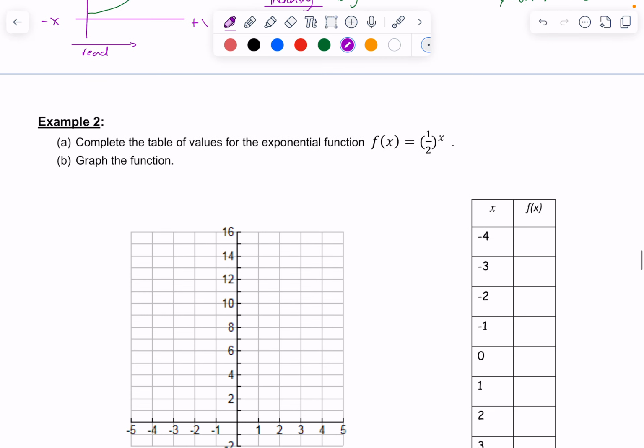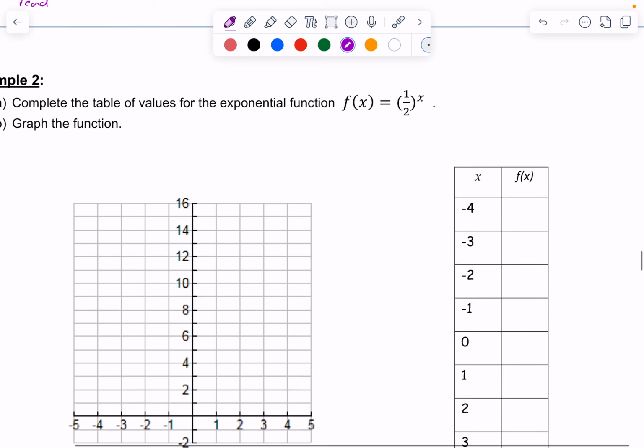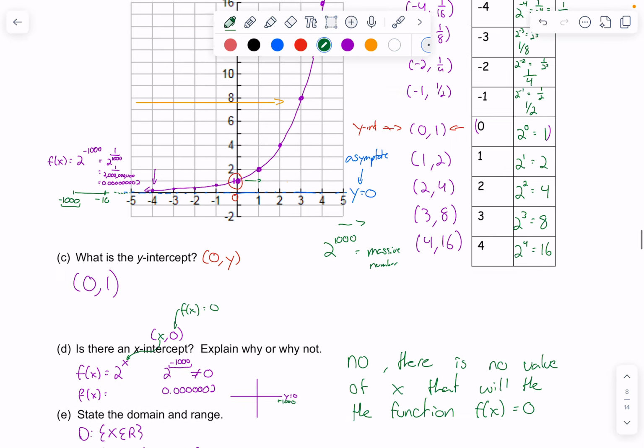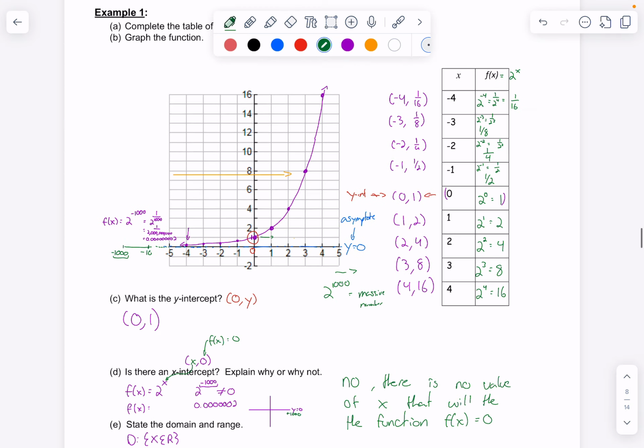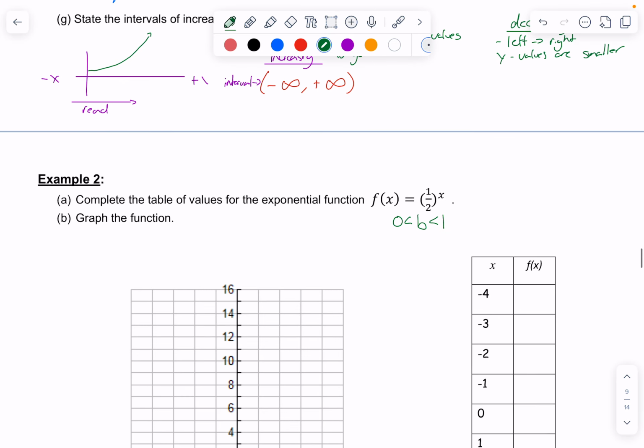So let's do example 2. Complete the table of values for the exponential function f of x equals 1/2 to the x. Very similar to the previous problem. The only difference is here we have a fractional base, a base value that is bigger than 0 but less than 1, okay? If we contrast to what we did above, there we had a base value bigger than 1. This will be important in a second, okay?